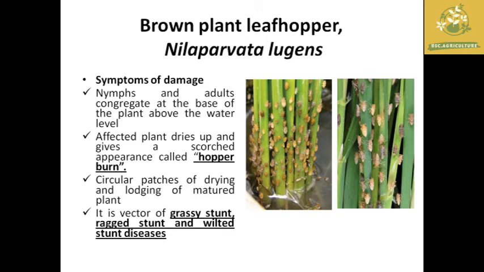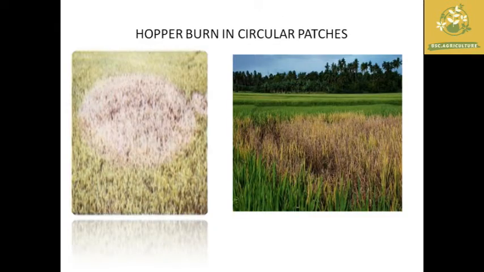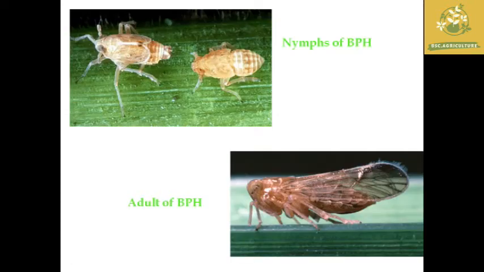And these brown plant hoppers also act as a vector of grassy stunt, ragged stunt, as well as wilted stunt diseases. And these are the pictures of hopper burn in circular patches, and these are the pictures of the nymph of BPH as well as the adult of BPH.